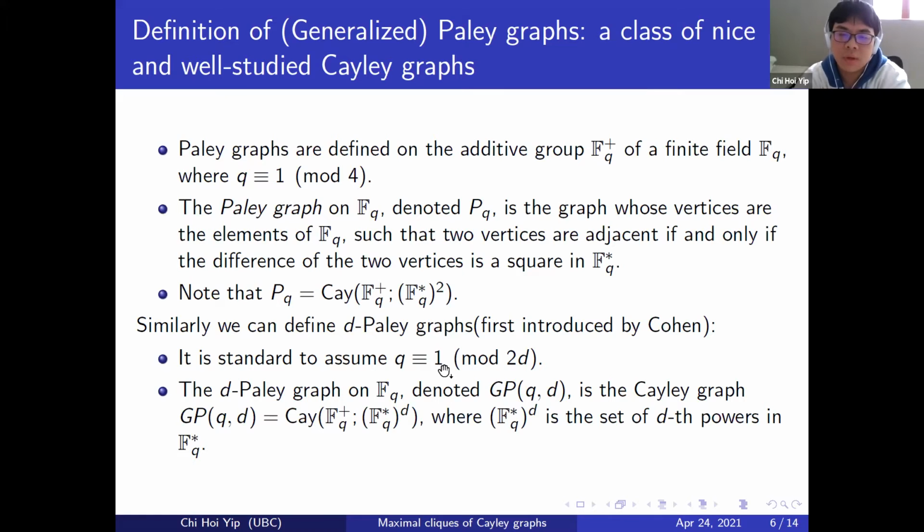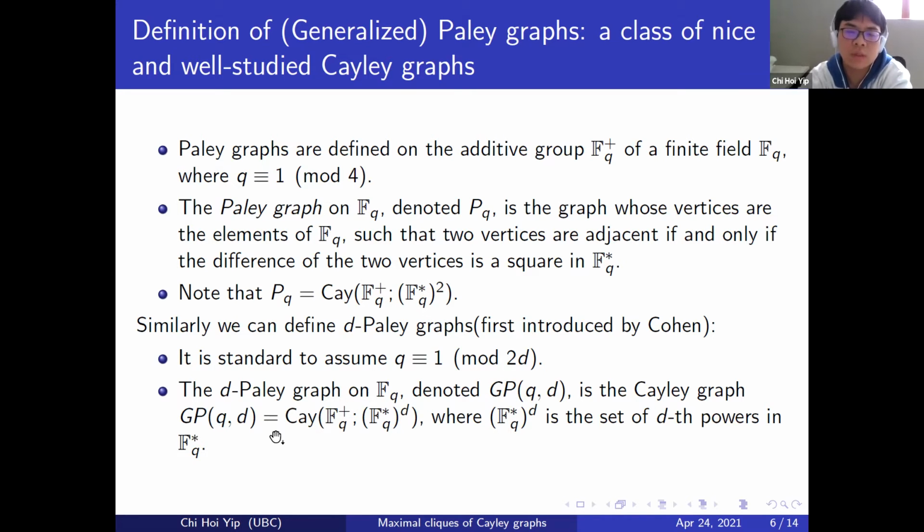Similarly, we also need to assume that Q is congruent to 1 modulo 2D to make sure that these graphs are undirected. Then we can similarly define the D-Cayley graph on F_Q. It's denoted G_P(Q,D), where G stands for generalized and P stands for Cayley. So this is the D-Cayley graph on F_Q.